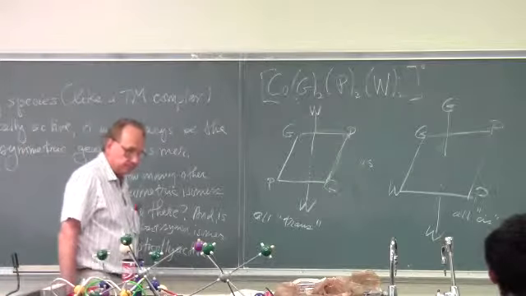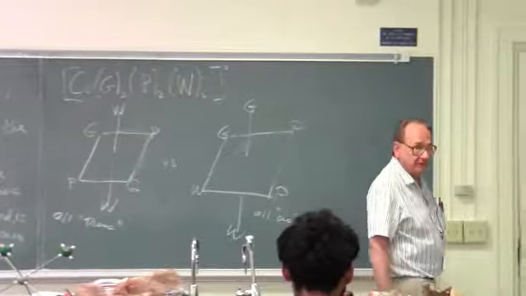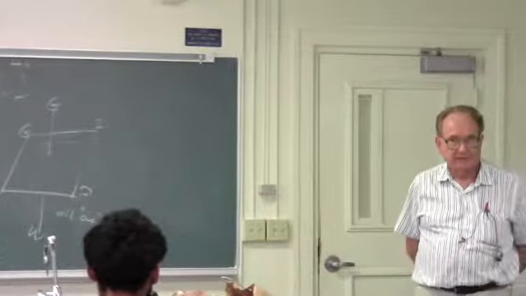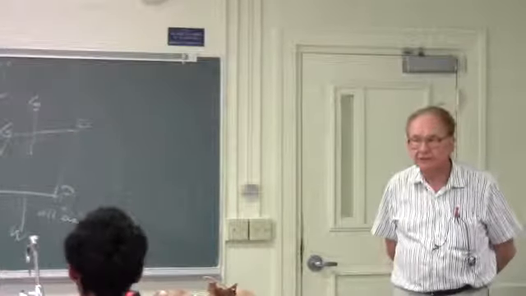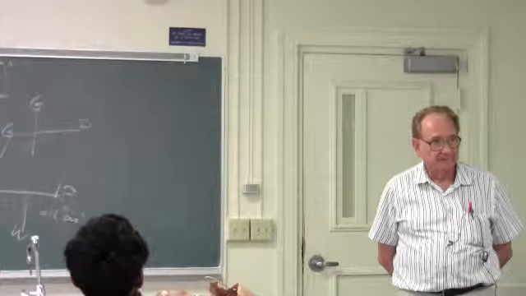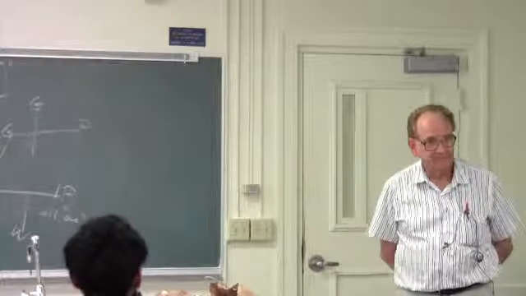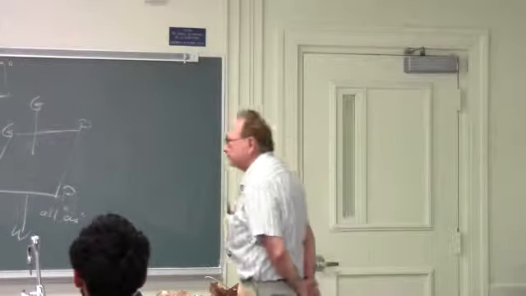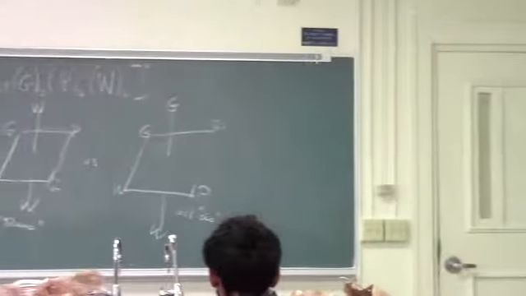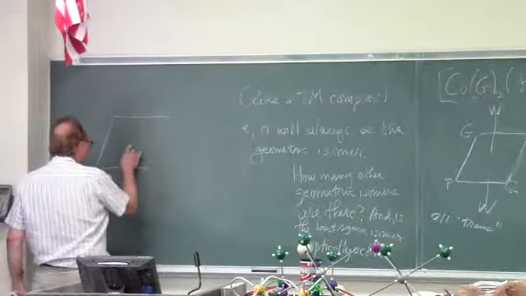What do you think? 6. How many other geometric isomers? 4. We got 2 on the board. How many others are there? 4 others? Well, then let's draw. If there are 4 others, you remember the cobalt's in the middle.